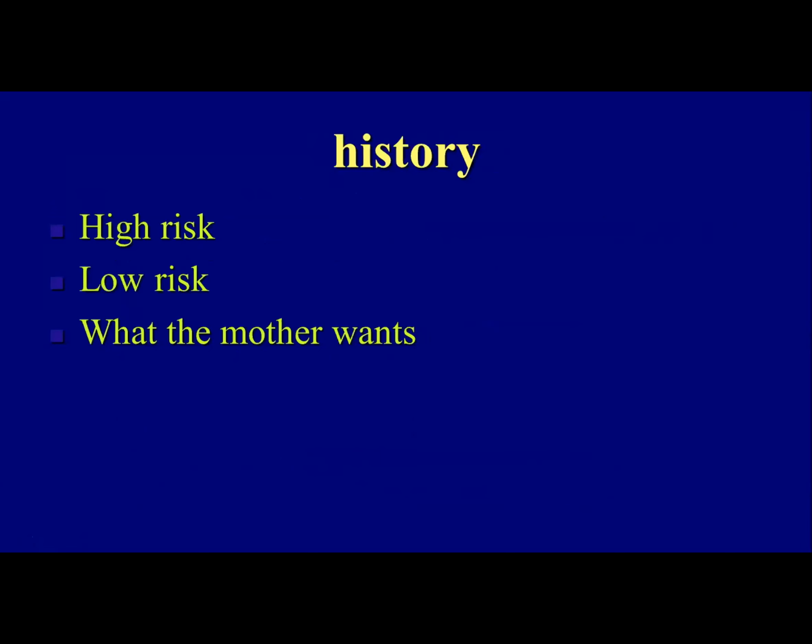So we start with the history of the patient. From the history, we know whether the patient is a high-risk patient for anomaly or a low-risk patient for anomaly. But mind you, even if she is a low-risk patient, we still get anomalies. We will not think that a low-risk patient will not get anomalies. And third and most important thing, what the mother wants.